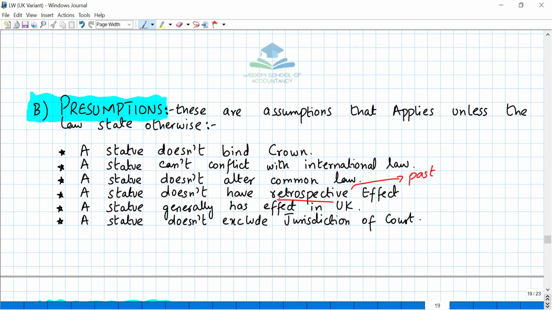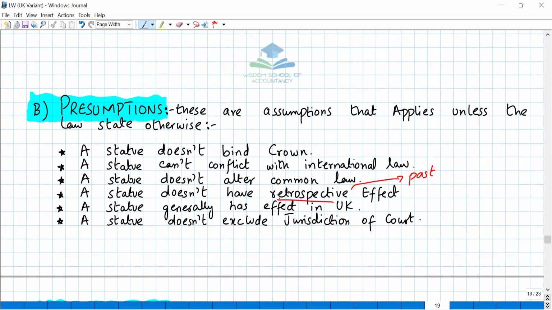A statute cannot conflict with international law. A statute doesn't alter common law. A statute cannot change the common law. Common law will be there. The statute will obviously have preference over the case law, right? Legislation has preference over the case law. Equity has preference over the common law. Legislation has preference over the equity, or you can say case law. But a statute does not change the common law itself. It will stay there.